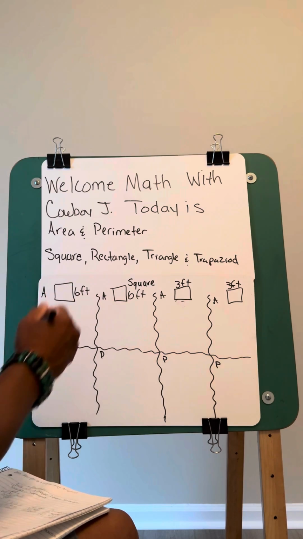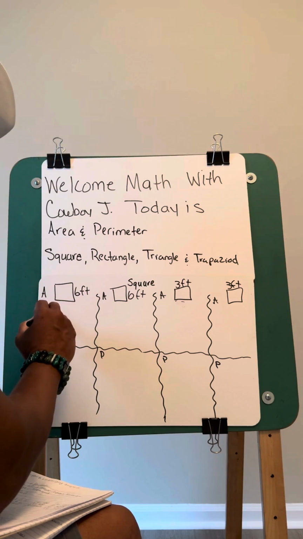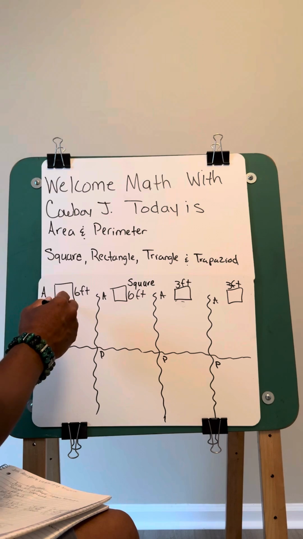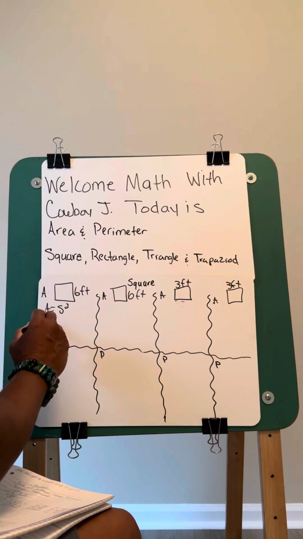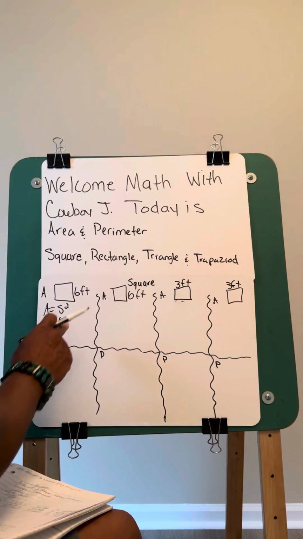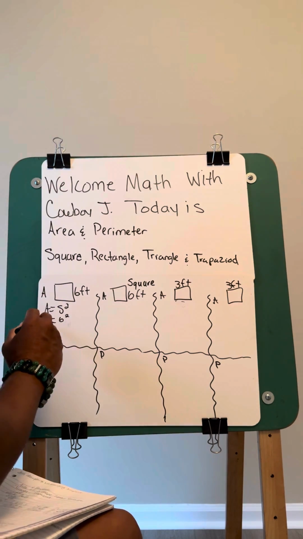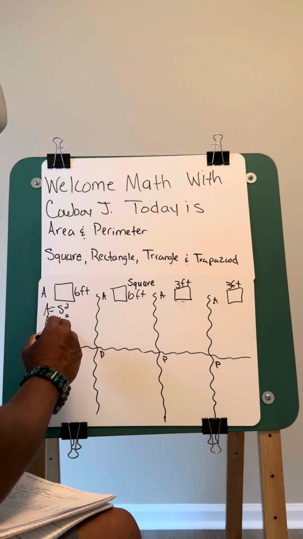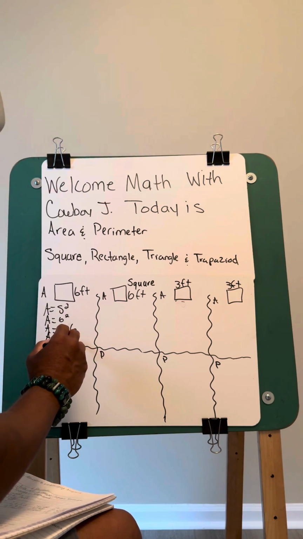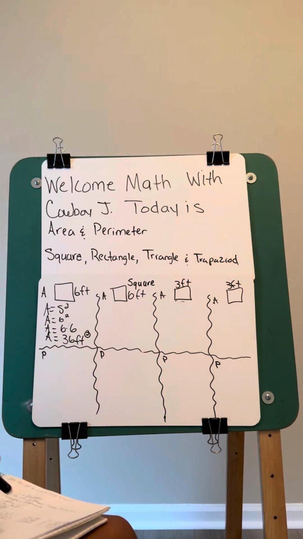So we have a square that's 6 feet. The formula is A equals S squared. Squared tells you how many times to write the number. So A equals 6 squared. A equals 6 times 6. A equals 36 feet squared.